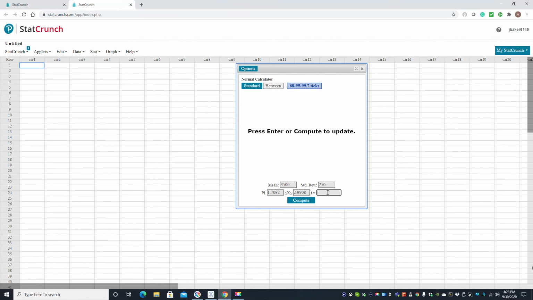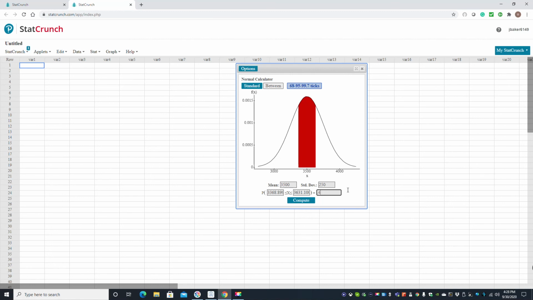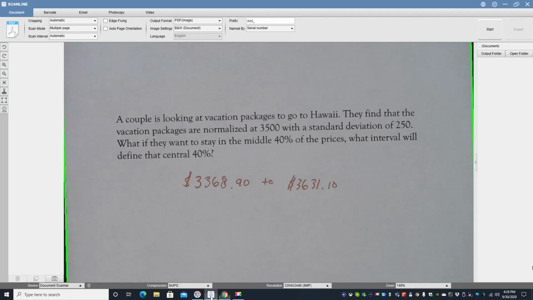But go back here, hit 0.4 for middle 40%, and that gives me $3,368 and basically 90 cents to $3,631.10. And that's pretty much it. Hopefully you got it.